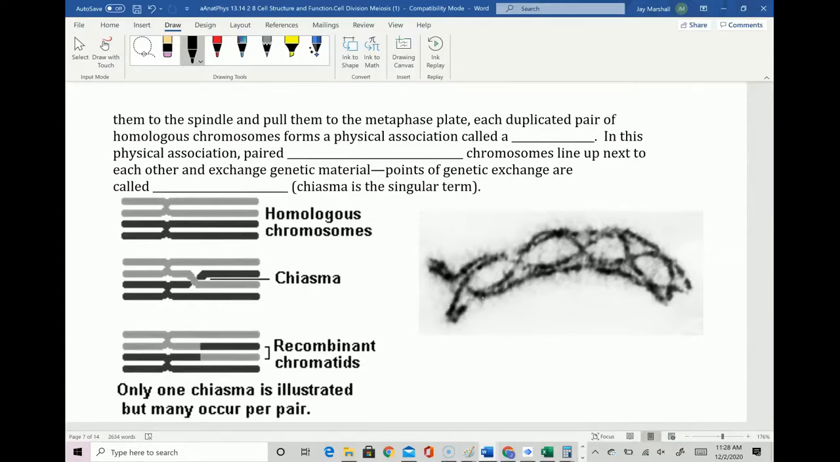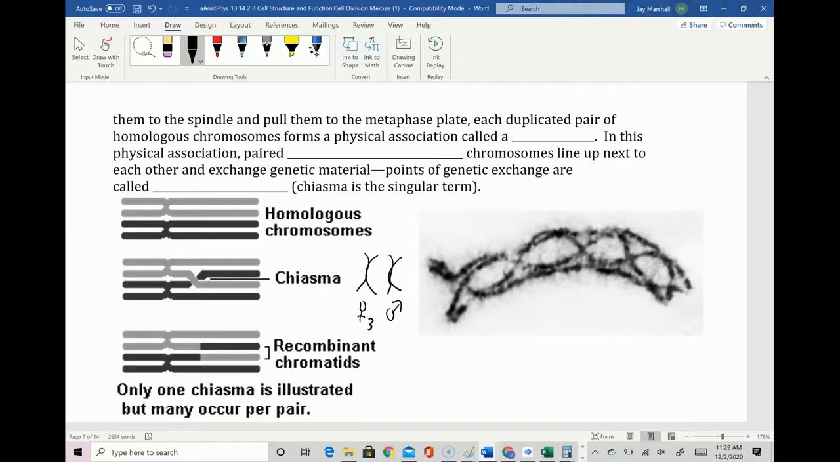Okay? They form a physical association. I have two pairs of chromosomes that are homologous. One, again, might be mom's chromosome 3, and one might be dad's chromosome 3. Okay? And they swap genetic material. Okay? They overlap with each other, and they exchange genetic material.